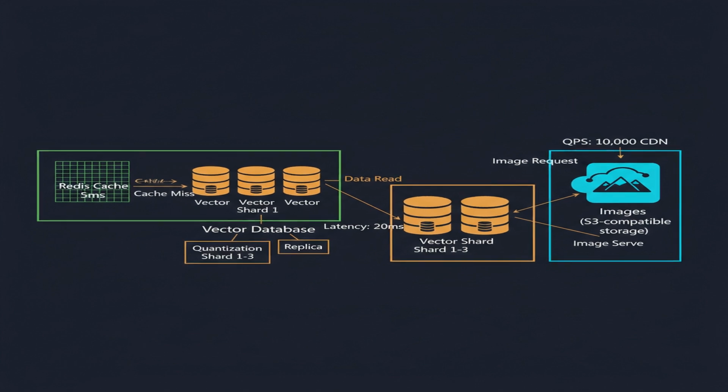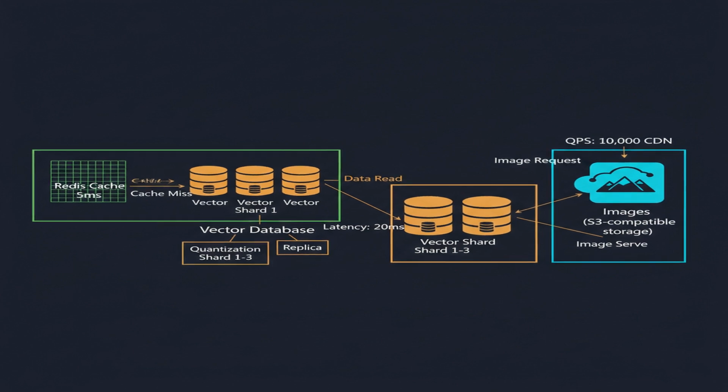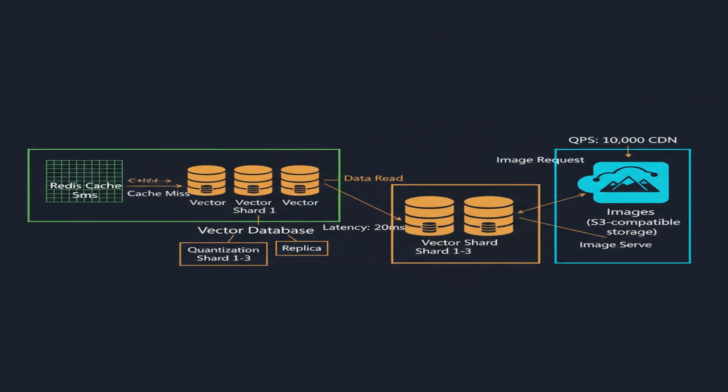For reliability, we need fault tolerance, monitoring, and alerting. We'll use Kubernetes to manage our services. Kubernetes provides automatic failover and scaling. For monitoring, we'll use Prometheus and Grafana to track key metrics like QPS, latency, and error rates. For alerting, we'll use PagerDuty to notify us of critical issues.